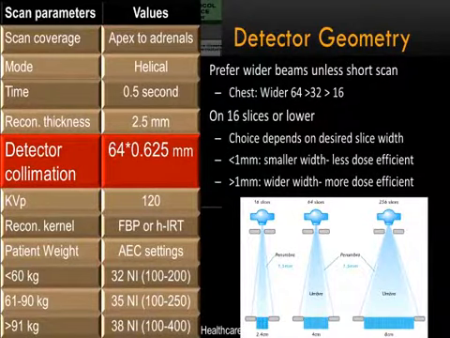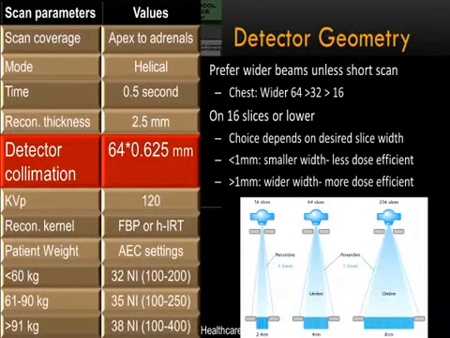Detector geometry, we also heard in the morning that wider is better. When you are going to be scanning longer areas, like chest, abdomen, or extremities, you should be using a wider beam width, or detector configuration, or beam collimation. In the chest, if you have a 64 slice scanner, I would use a bigger beam, right? If you are only doing a small part like a wrist or an elbow or a temporal bone, you can actually use a smaller, narrower beam.